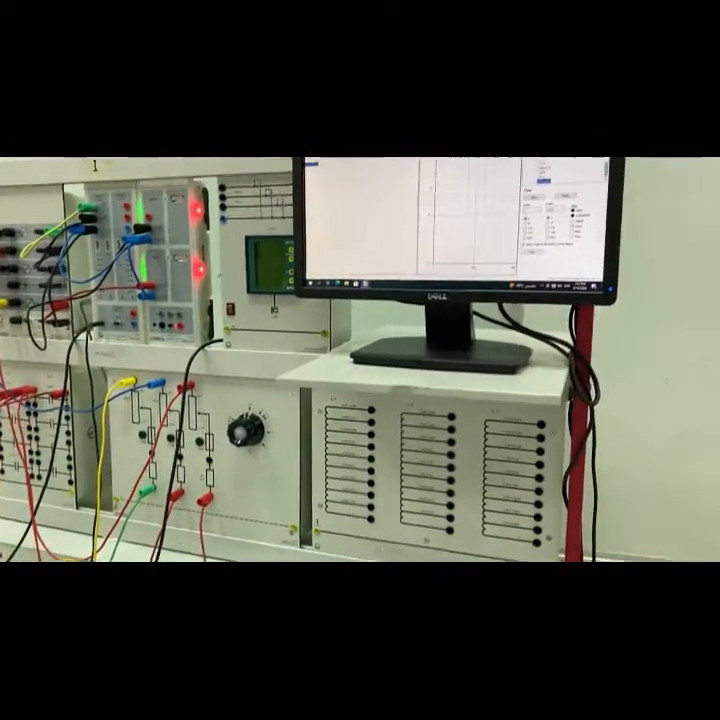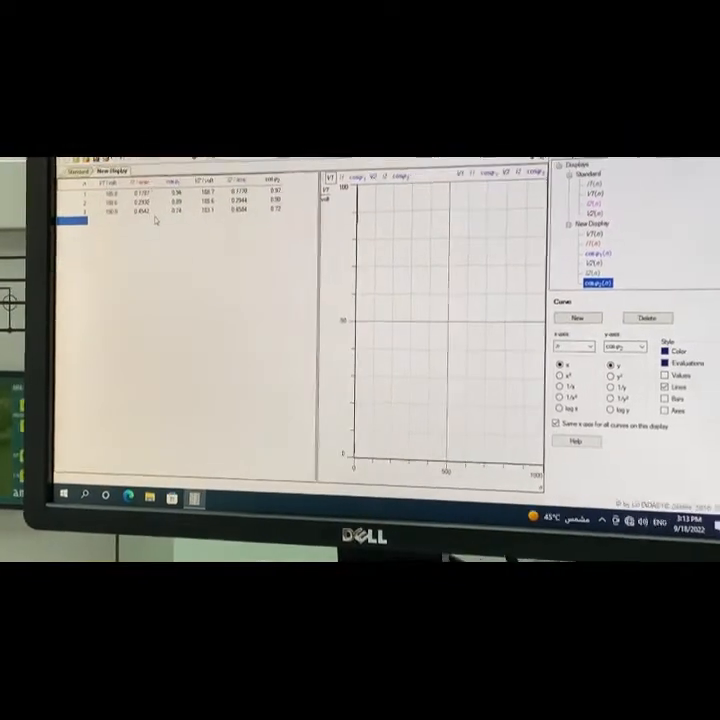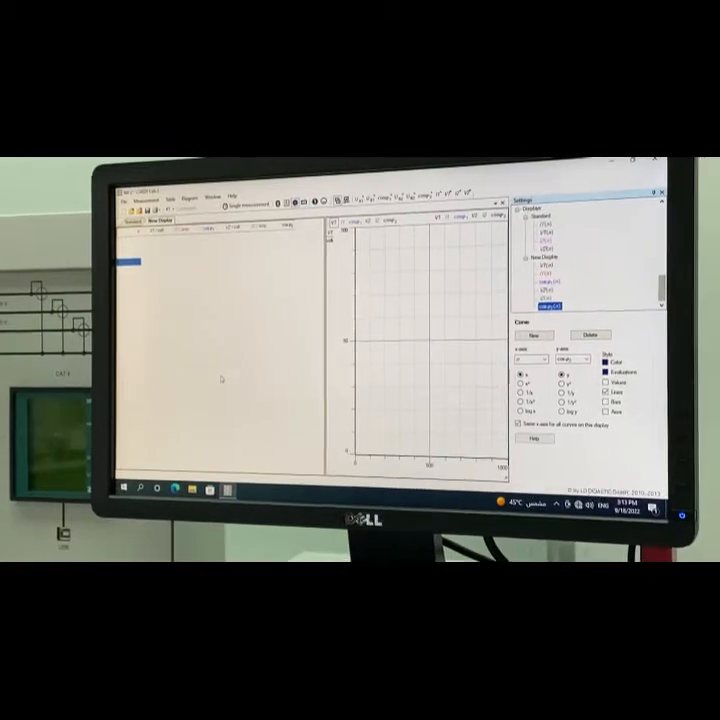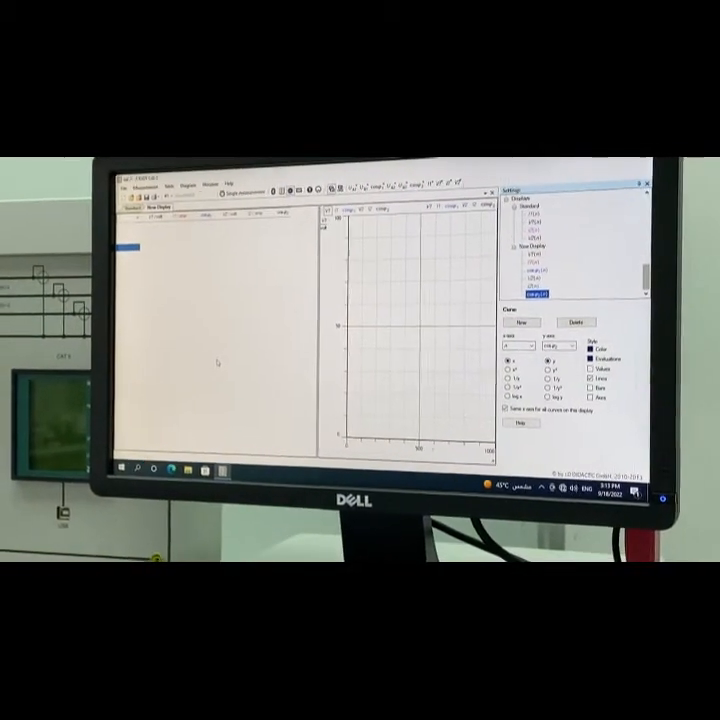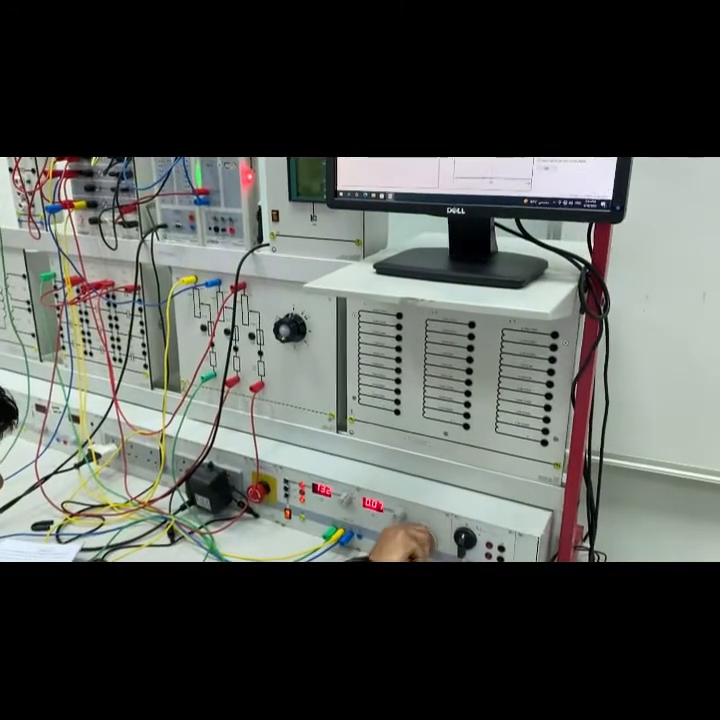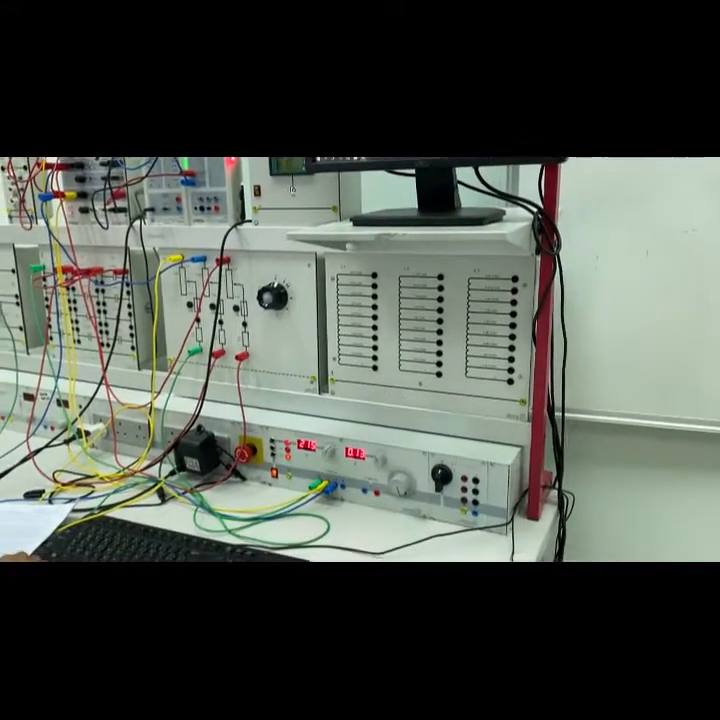So come here in the CASSY Lab. These are the previous data; we have already taken the picture. So we'll go to the measurement and delete it. Now we'll switch on the supply once again. Apply the maximum voltage, 230 volts. It's great to apply 230 volts, right?